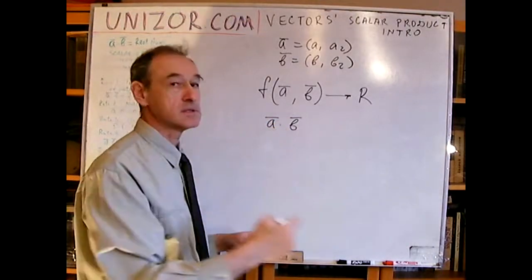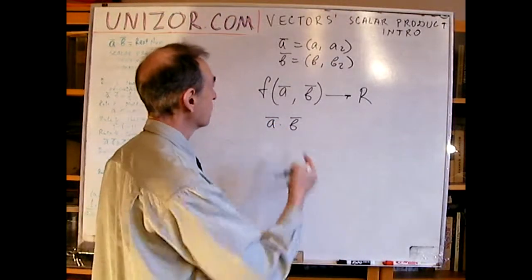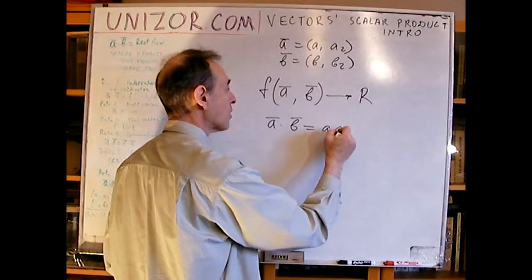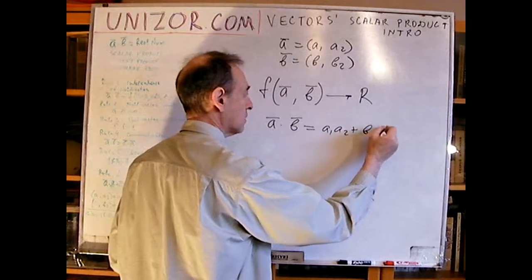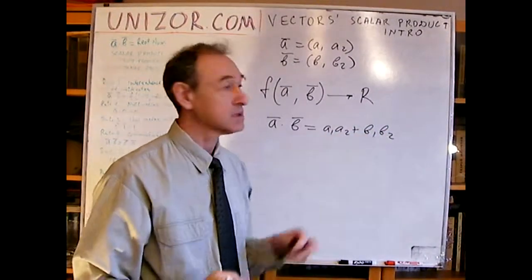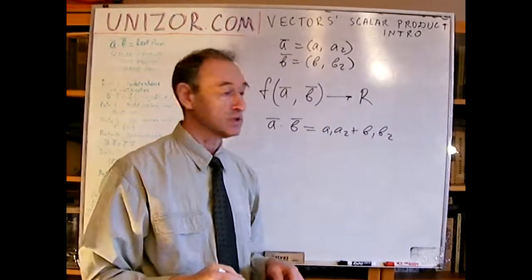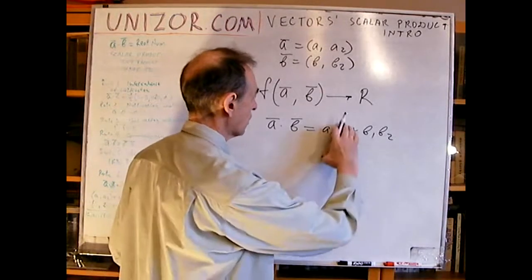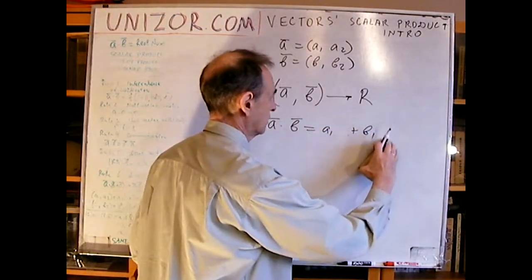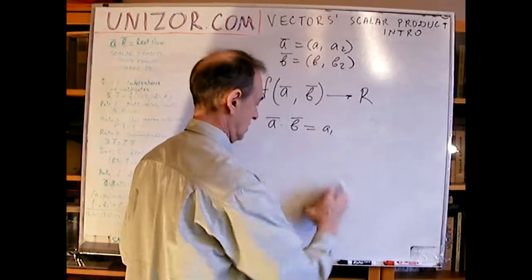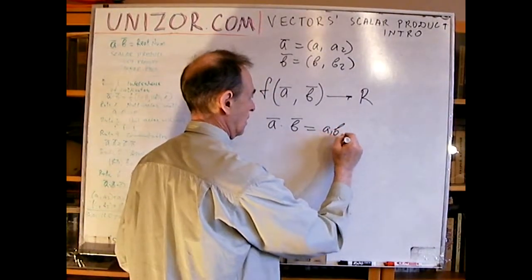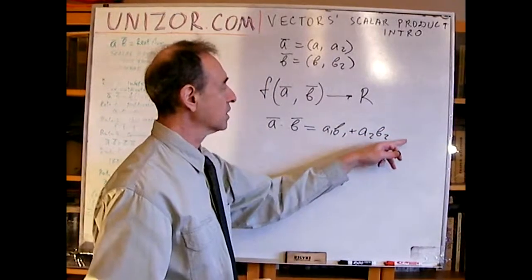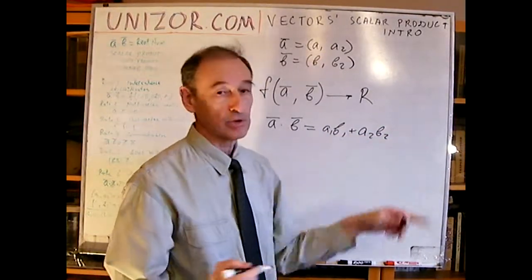The dot is the symbolic representation of this scalar or dot product. Using the formula, it's this one. In two-dimensional case. In three-dimensional case, I add the third coordinate. I multiply, I'm sorry, my mistake. In three-dimensional case, it would be A3, B3, etc.